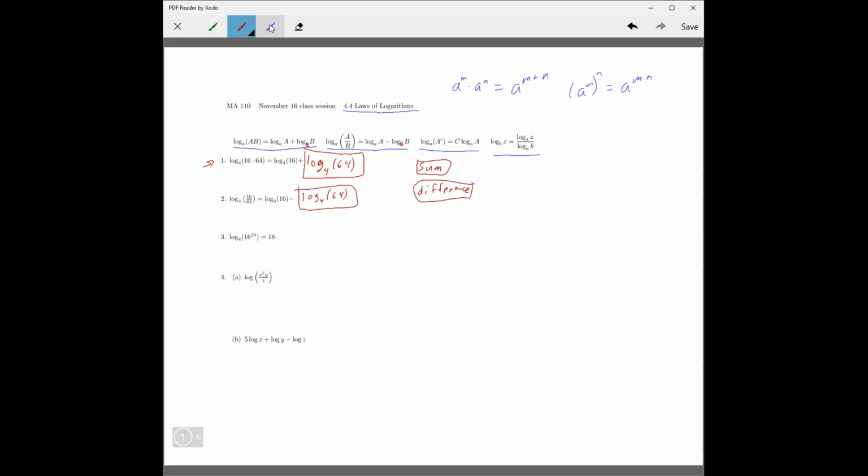And then number 3, the logarithm of a number raised to a power is the same as that power times the logarithm of the number. So this is being raised to the 18. 18 is the power. So this is equal to 18 times log base 4 of just 16.